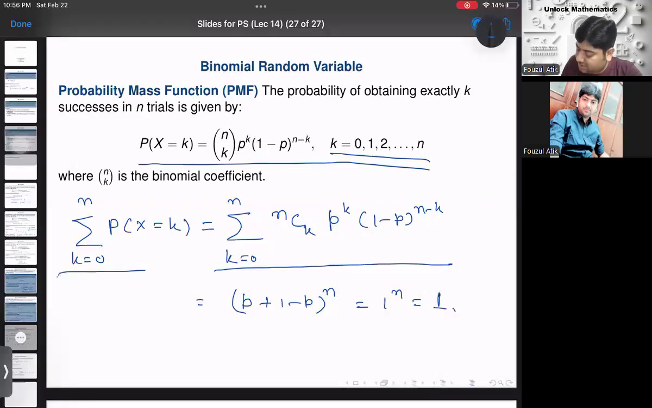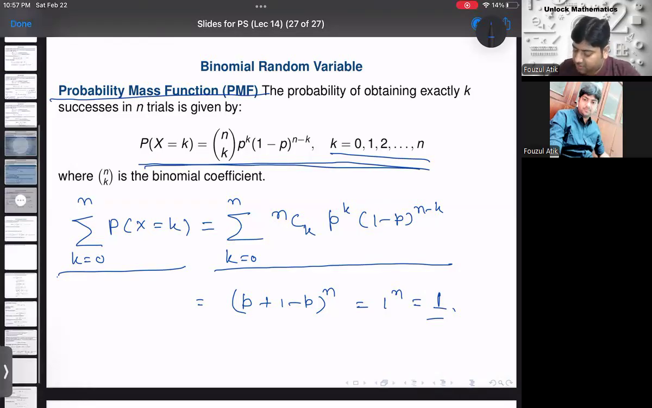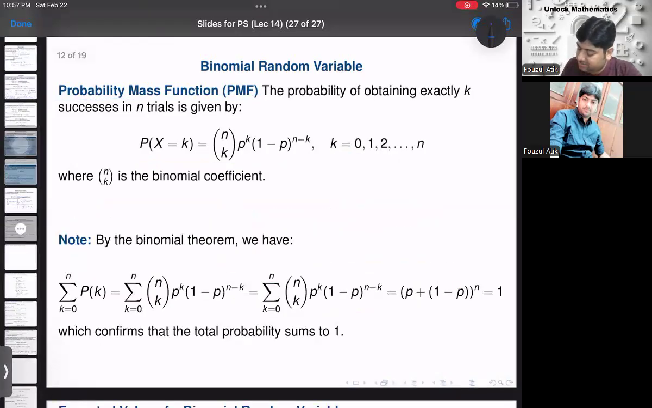So what we got is that the sum of all these probabilities, P of x is equal to k, k equal to 0 to n, is 1. Therefore, it is the probability mass function. It is verified as well. Clear? Okay. So yes, this confirms that the total probability sum is 1.